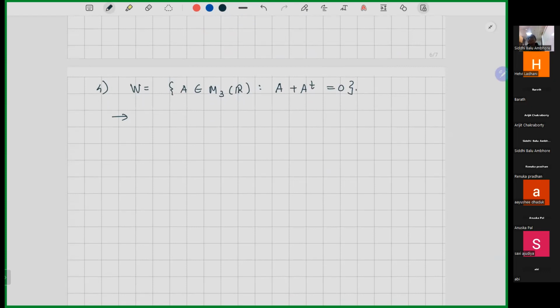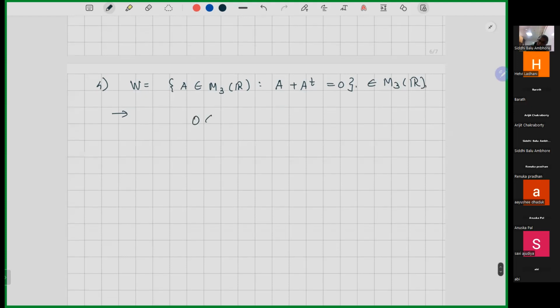First, check whether 0 belongs to this set or not. Does 0 belong to this set? This 0 means the 0 of the matrix. Yes. 0 belongs to W, right? Because 0 transpose is again 0. So 0 plus 0 transpose is 0 plus 0, which is 0. And it belongs to W.